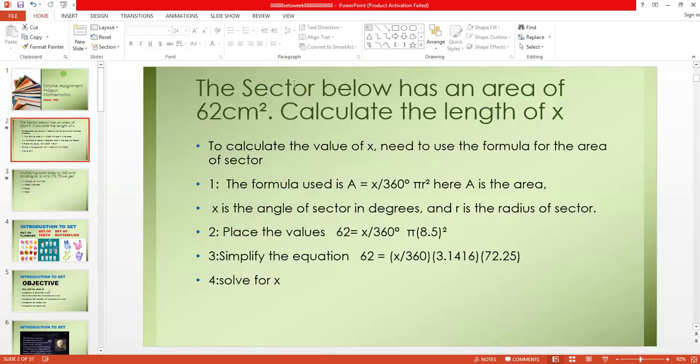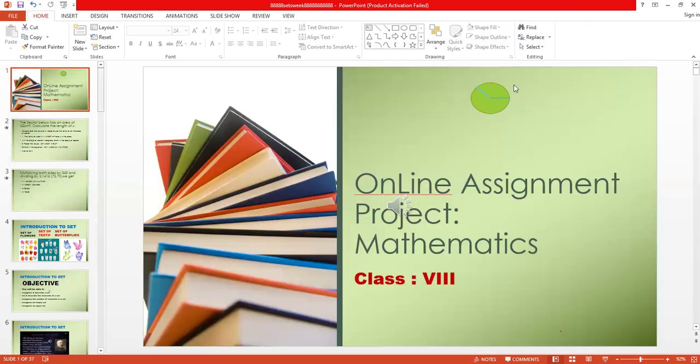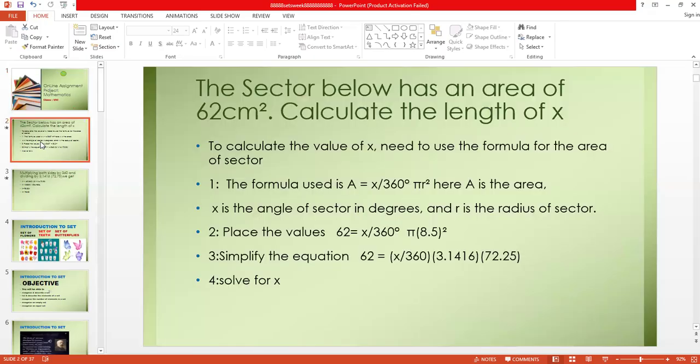Okay, this one is the question I already read for you. The sector below has an area of, below means this sector I have already drawn for you. Okay, it has an area. This area is of 62 centimeters square. Okay, and this is the value of x, and you have to find the value of x. Okay, you have to follow these steps.